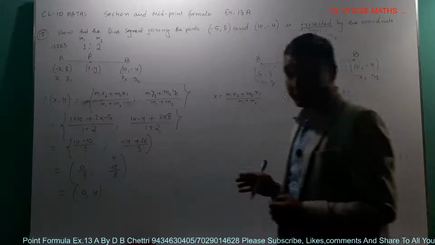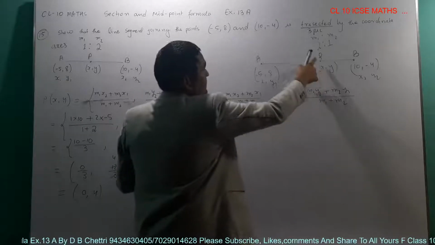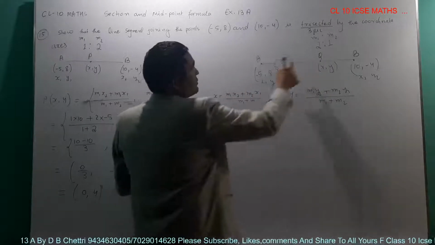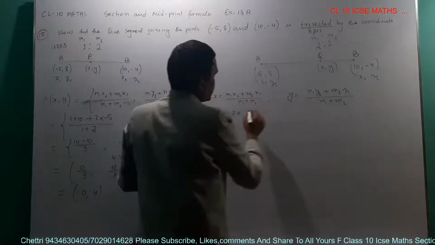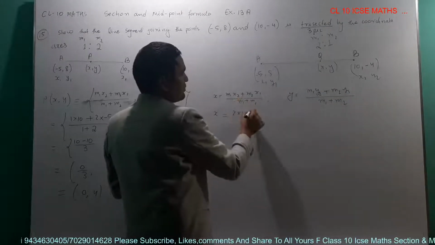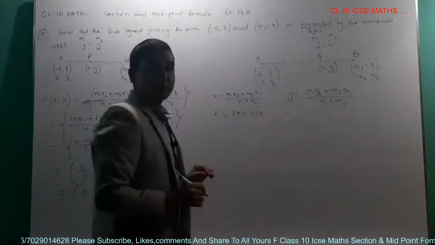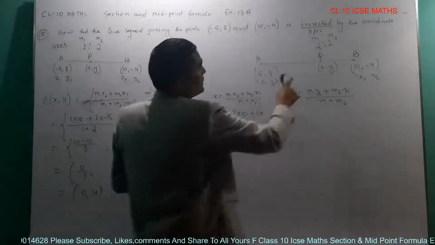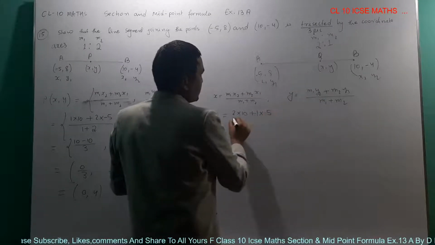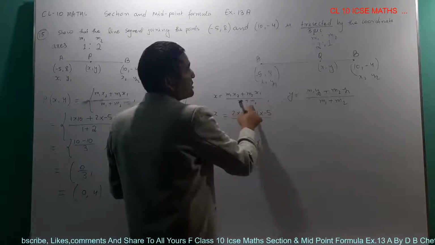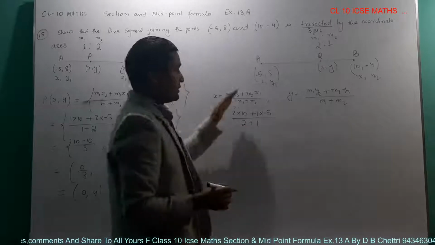Now after writing the formula, substitute the values. Starting with x: m1 is how much? 2, into x2, which is 10. In between, plus. Then m2 is 1, then x1 is minus 5, divided by m1 plus m2, which means 2 plus 1. Just substitute the value of each letter.